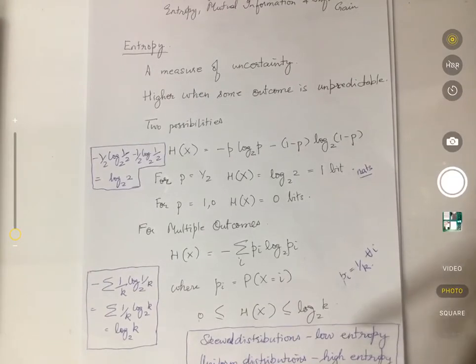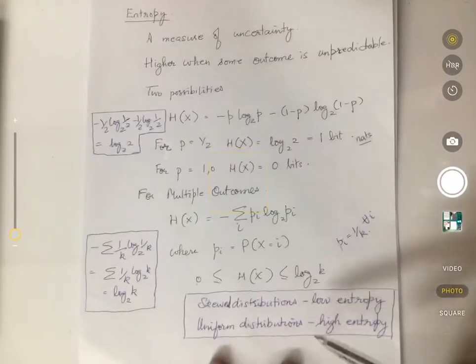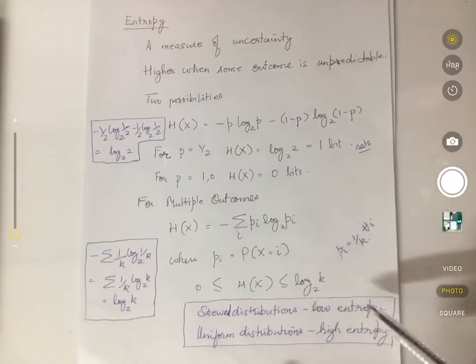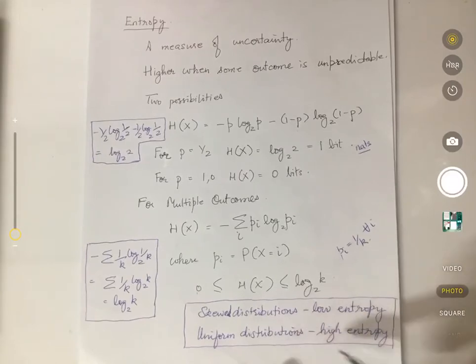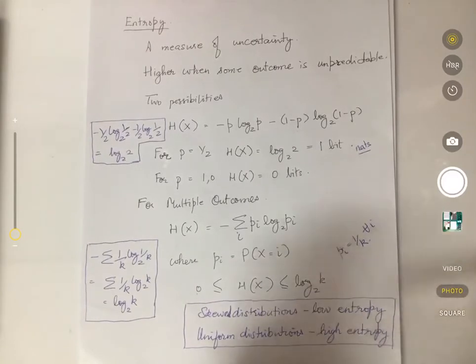So what you need to take also from this is that when you have skewed distributions, it results in low entropy, and when you have uniform distributions, it results in high entropy.